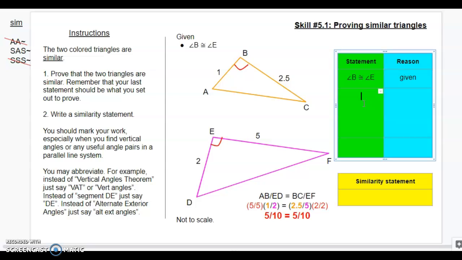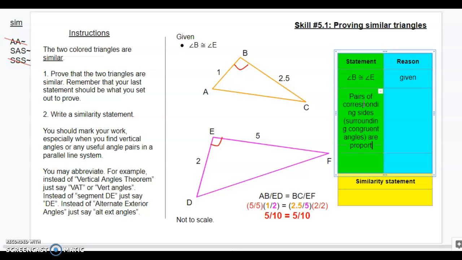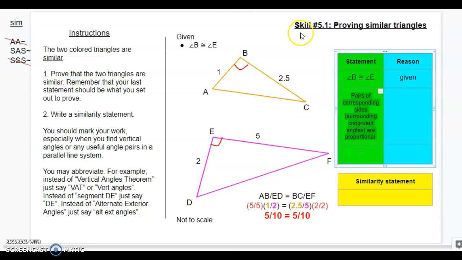All right, so pairs of corresponding sides surrounding, they have to be on either side of that angle, surrounding congruent angles are proportional. So that's a lot of words. It doesn't fit well in here. I'm going to shrink it down just a little bit. There's no reason you can't make this look nice for the guy who has to grade this, aka me.